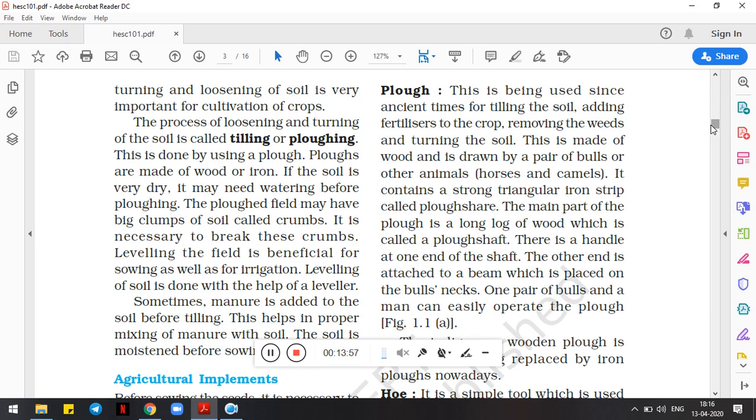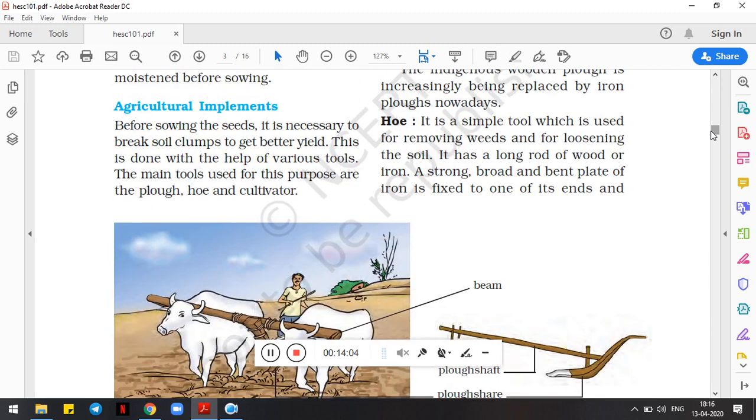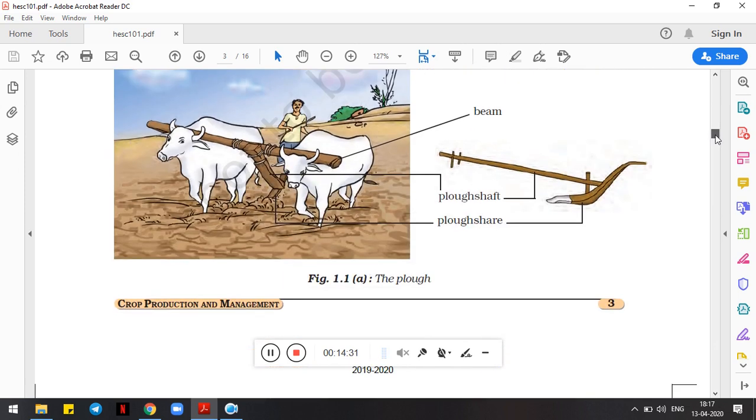Hoe is again a simple tool which is used for removing weeds. Now these are some implements which we use for making our agriculture process simple, like plow, hoe, cultivator. We can also use harvester. In your book, in your diagram, you can see plow, right? You have seen all these, I am sure of it.